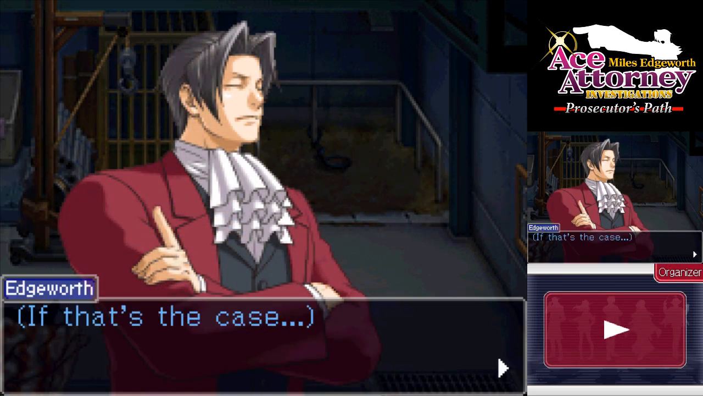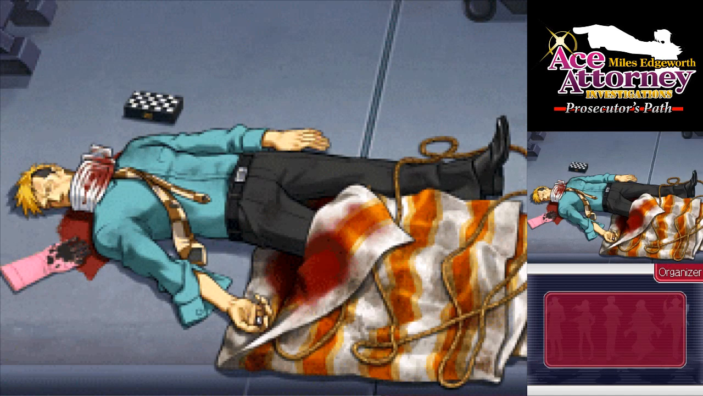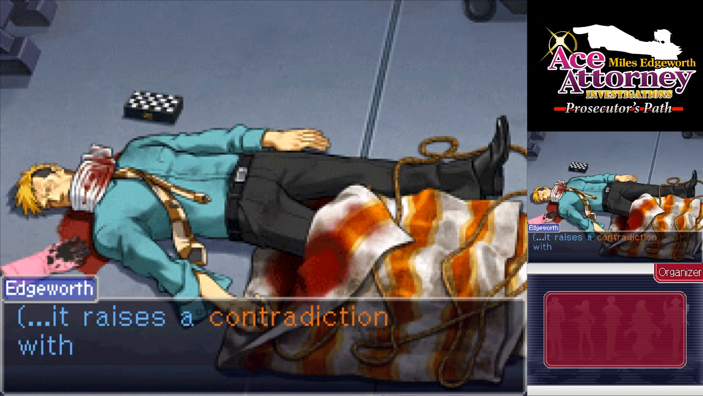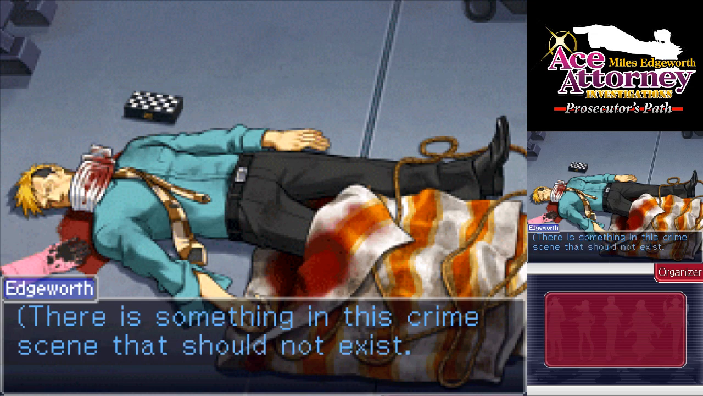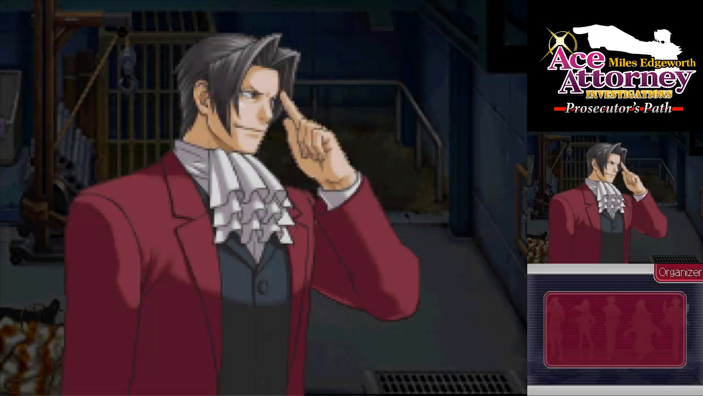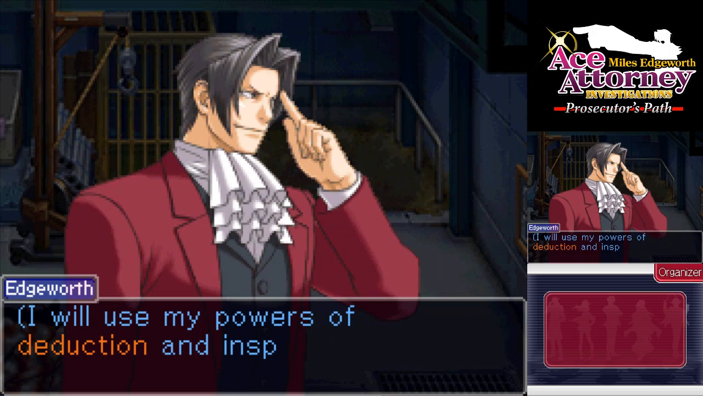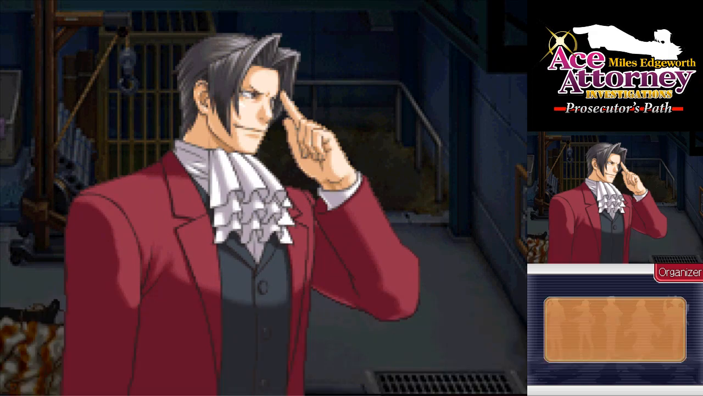If that's the case, it raises a contradiction with the crime scene. There's something in this crime scene that should not exist. I will use my powers of deduction and inspect the crime scene again.